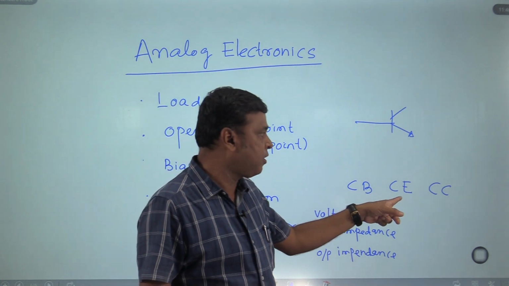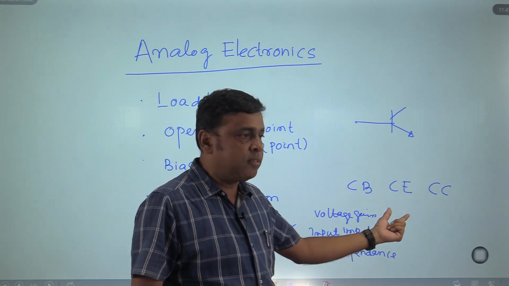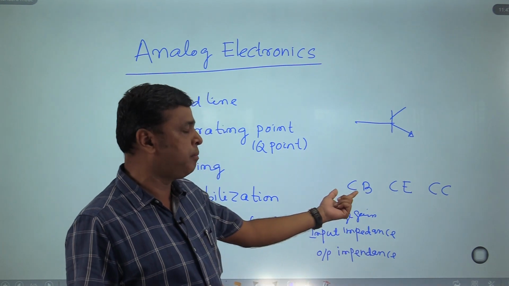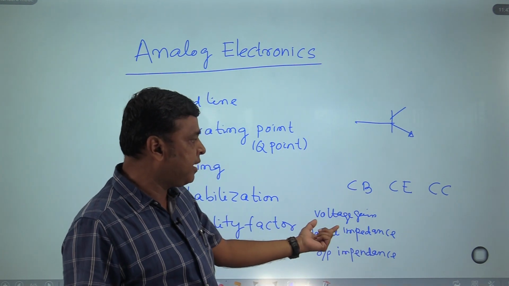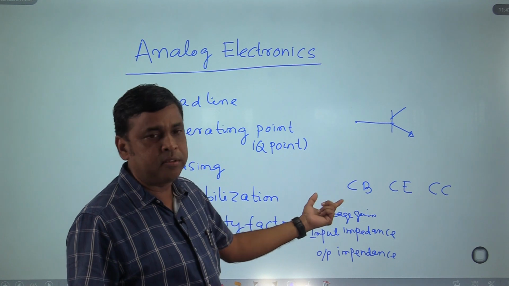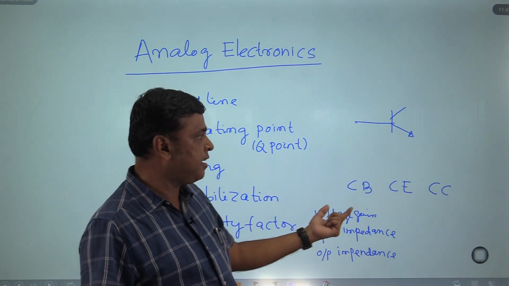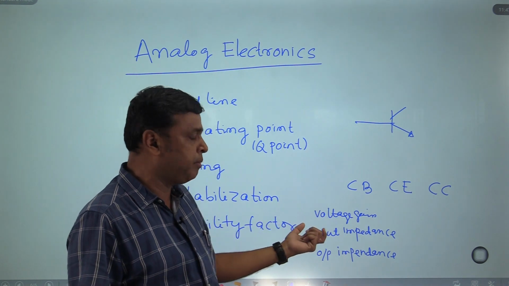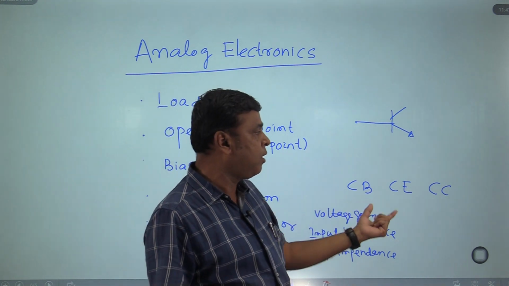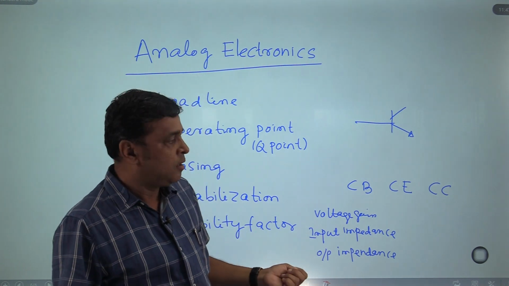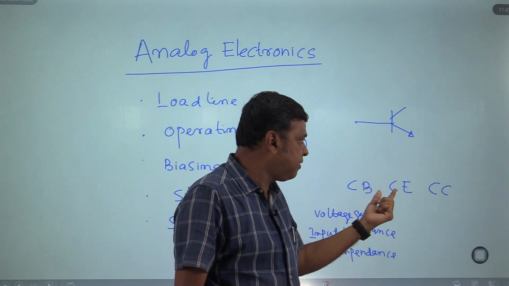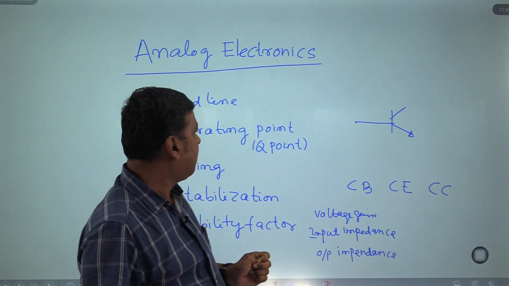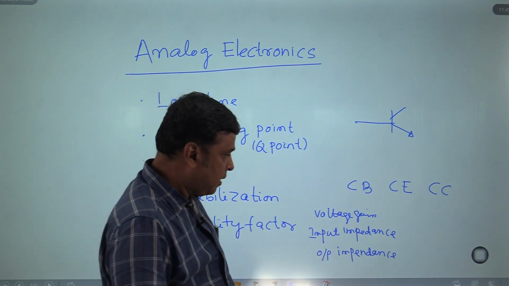In case of common emitter configuration there is a standardized voltage gain, input impedance and output impedance. But in case of common base configuration the input impedance is low and the output impedance is maximum, infinity. In case of common collector configuration, similarly, the input impedance is high and the output impedance is low. So, to avoid this, we must use common emitter configuration rather than common base and common collector configuration.